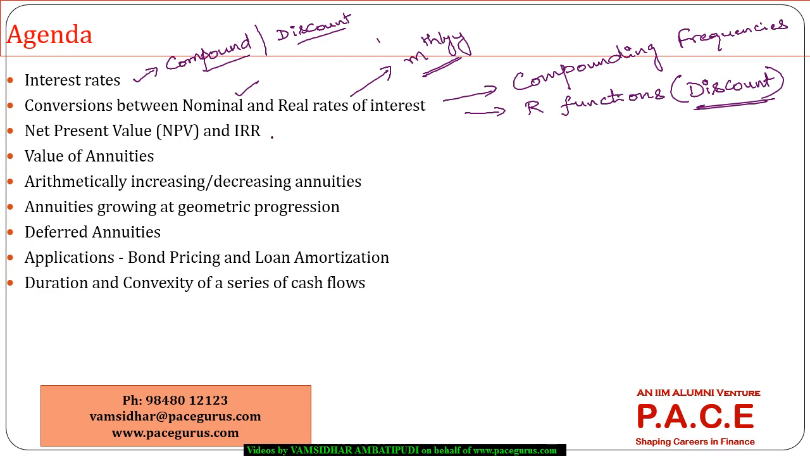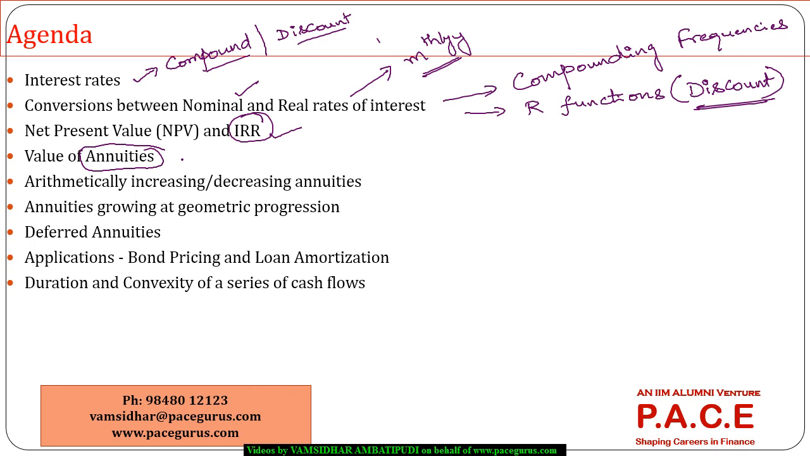Then we would move on to understand another set of important concepts which we use for evaluating a lot of project decisions, wherein we would be talking about the NPV and IRR, net present value, and internal rate of return. Again, we'll see how we can use the R functions for accomplishing the same.